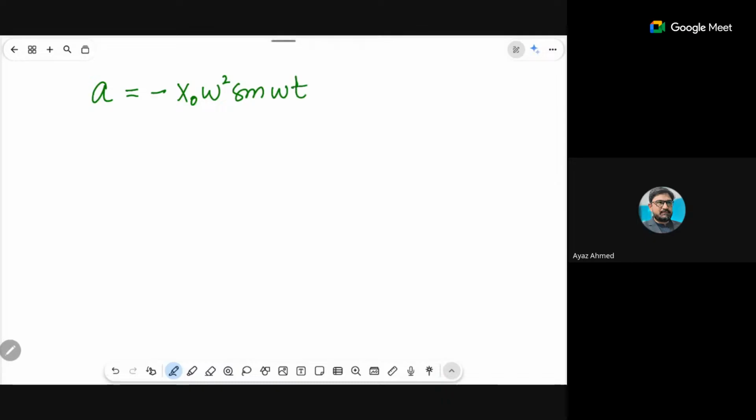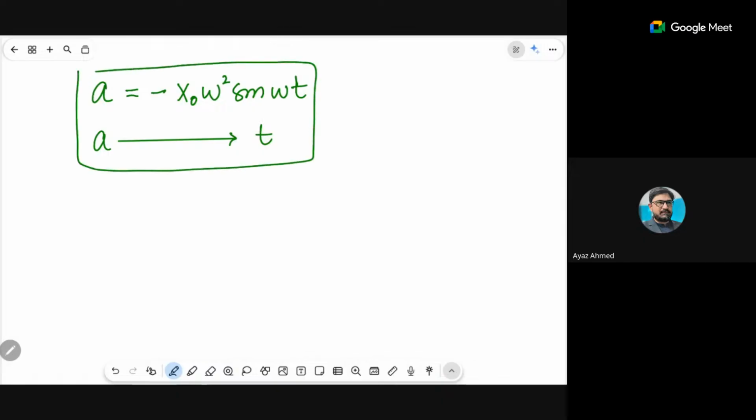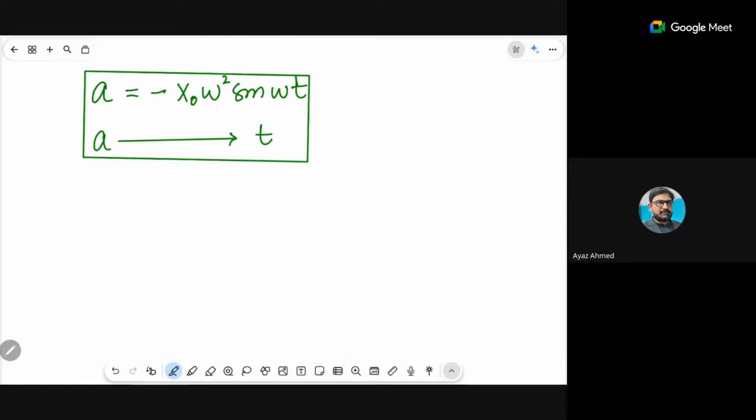sin omega t, isn't it? Was it the acceleration? Now here acceleration is a function of time. Remember this. If I follow this equation, here acceleration versus time is the discussion. But if I want to link the acceleration with position, then I have to shift this sin omega t.